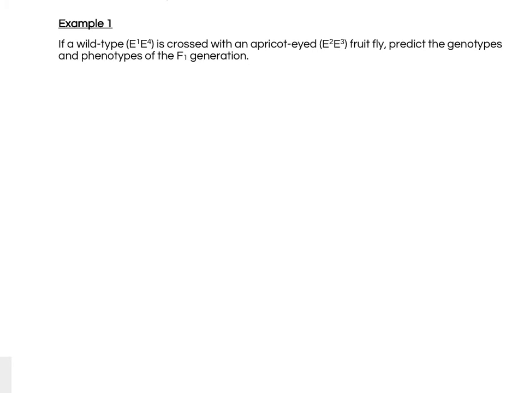So make sure when you're reading questions involving multiple alleles that you read closely and make sure you understand that hierarchy. Okay, so here is an example of a Punnett square that you might see. Again, the process of doing this is not going to be that different than doing a monohybrid cross. It's just that how you analyze the results will involve you having to look at the legend for hierarchy. In this particular question, it says if a wild type is crossed with an apricot eye, notice they give us the specific genotypes because they can vary. Predict the genotypes and phenotypes of the F1 generation, so the first generation.